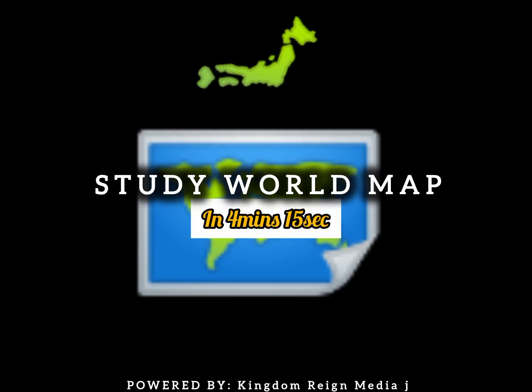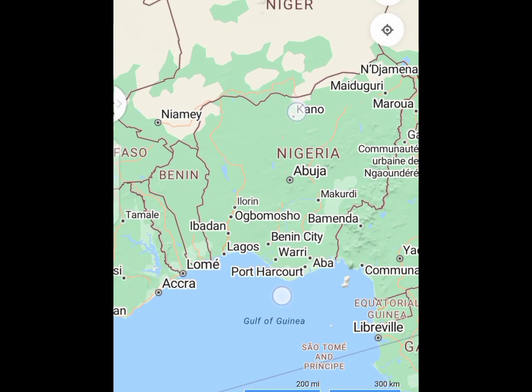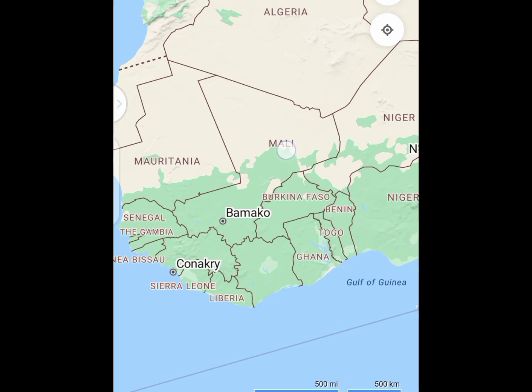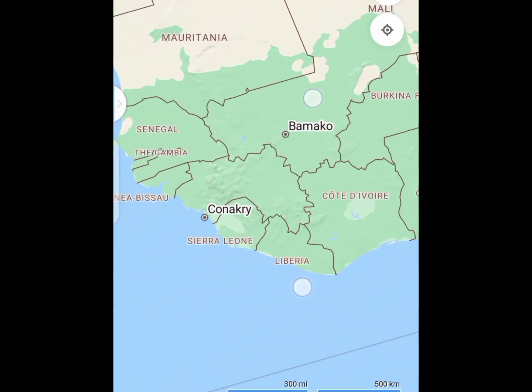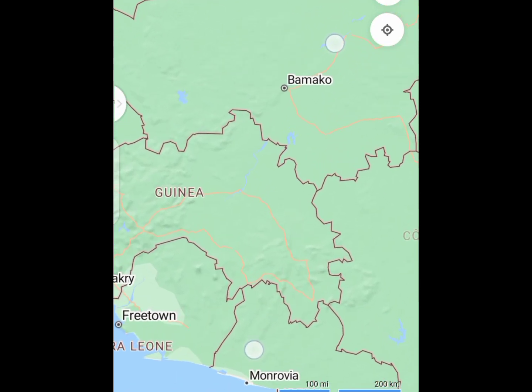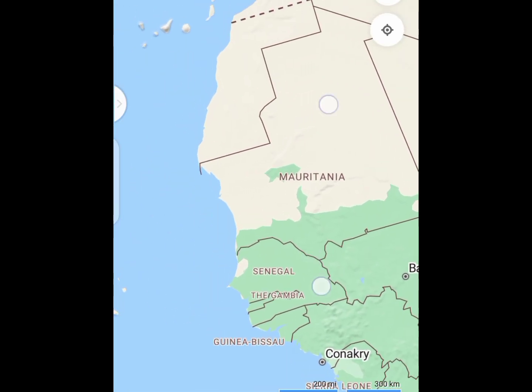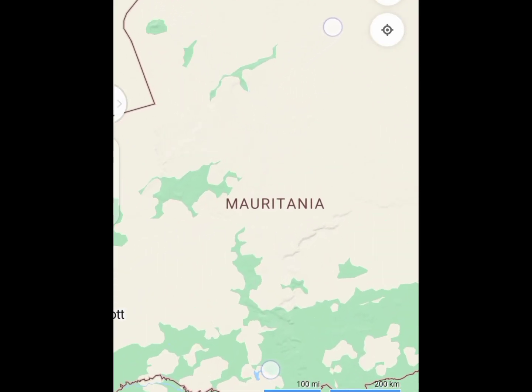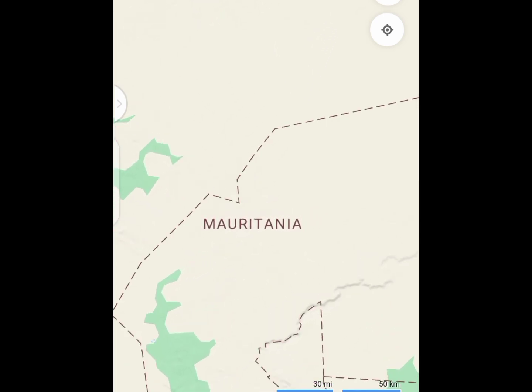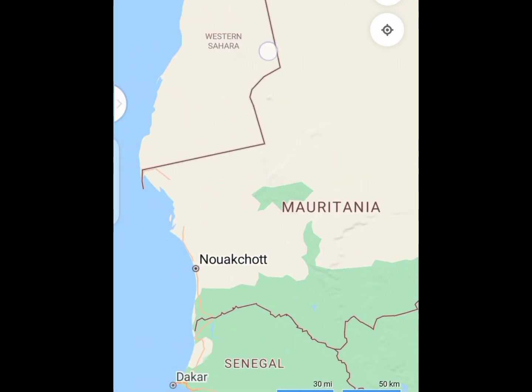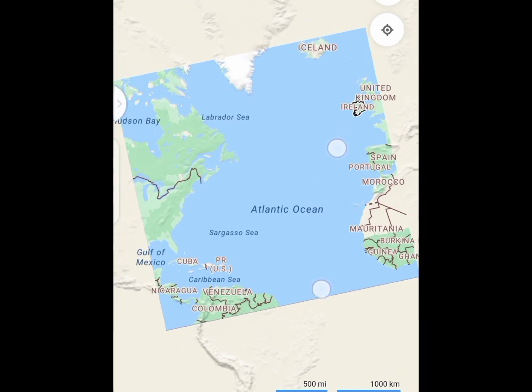Alright, this is the best and fastest way to study, to know, and to comprehend the world map of all times. Still, many do not know, they don't understand how many continents of the world we have and the countries that are constituted in each of the continents of the world.